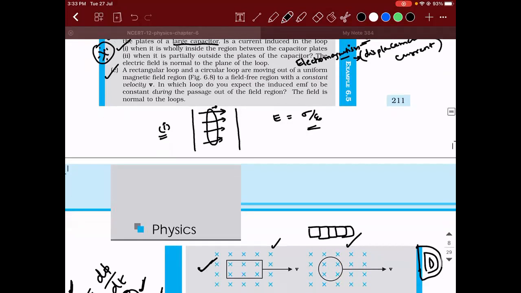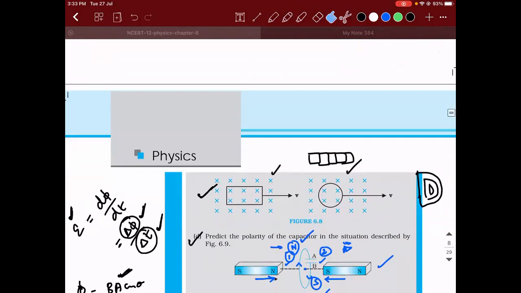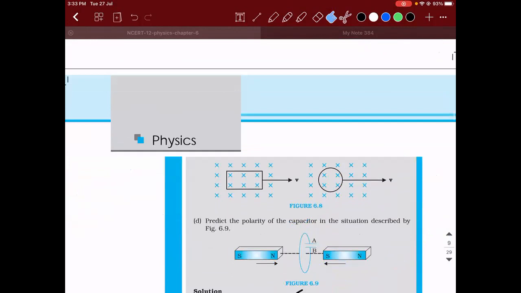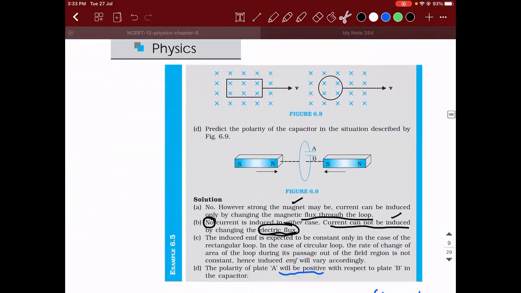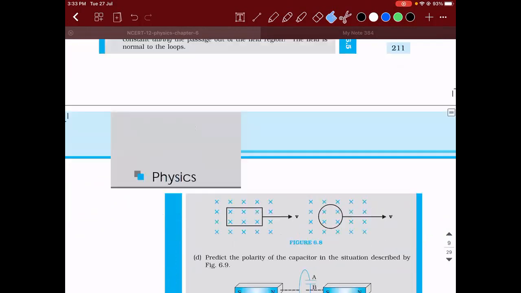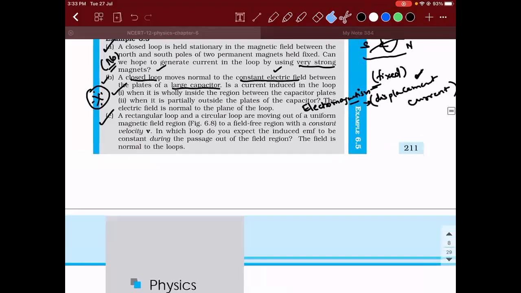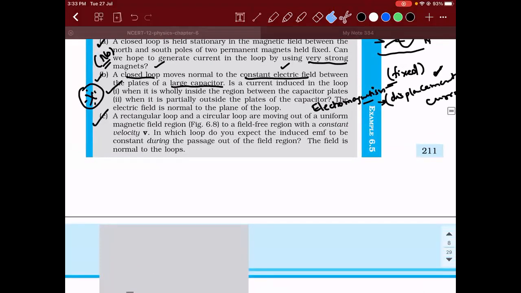C. Try the part C. I want you guys to try it. 1 minute. I'll show you the question. So there is a rectangular loop and a circular loop, which are moving out of a uniform magnetic field.